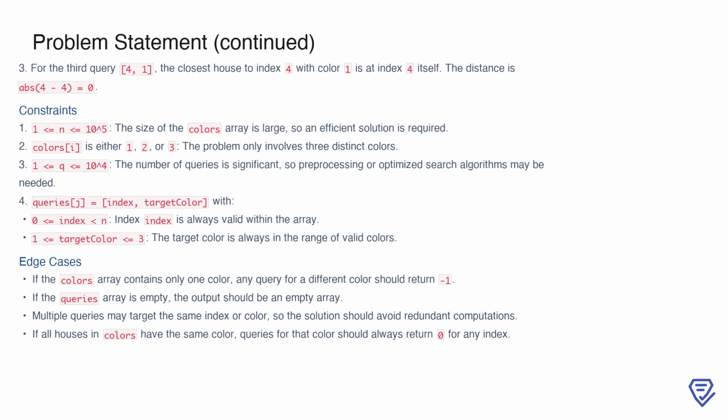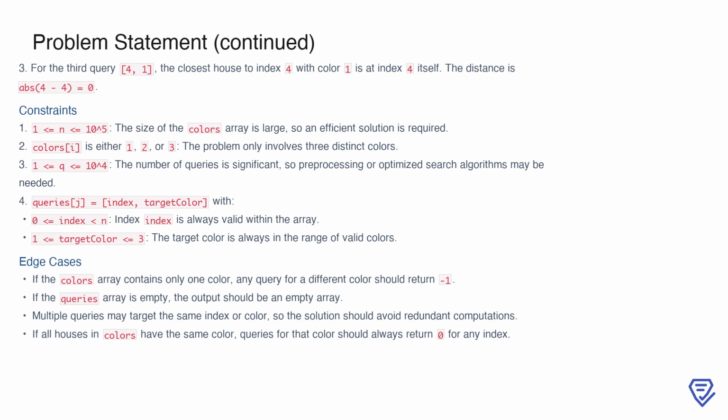Finally, let's consider an example where the colors array is 1, 1, 1, 1, 1, and the queries are [0, 2], [2, 3], [4, 1]. For the first query, we are looking for color 2, which does not exist in the array, so the result is -1. Similarly, for the second query, we are searching for color 3, which also does not exist, so the result is again -1. For the third query, we are already at a house with color 1 at index 4, so the distance is abs(4 - 4) = 0. The output for this example is [-1, -1, 0].